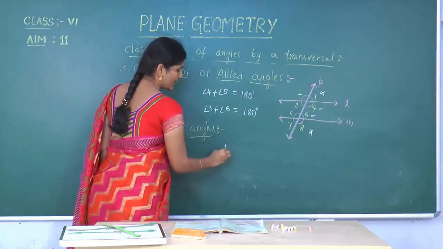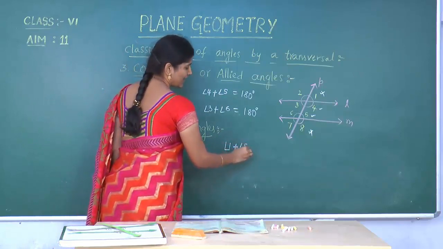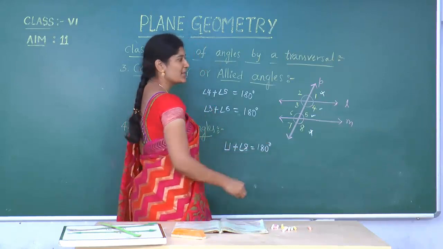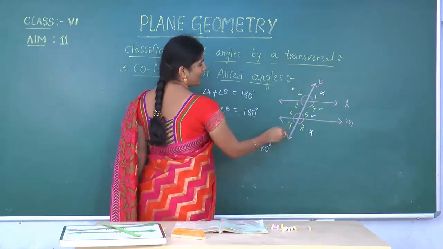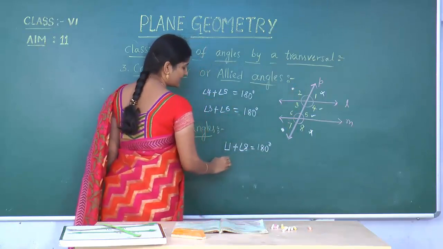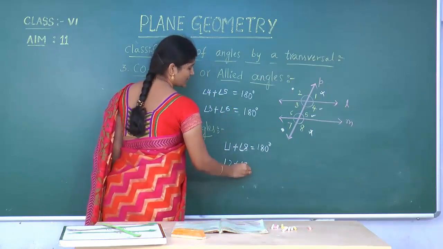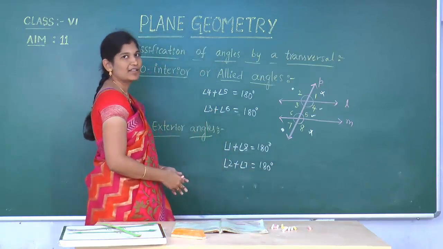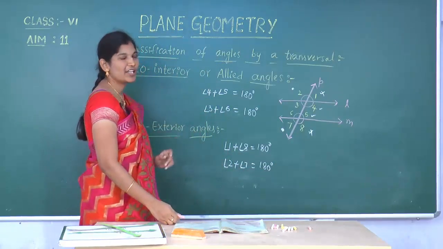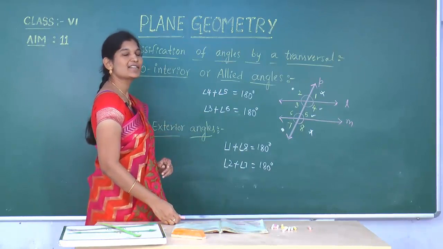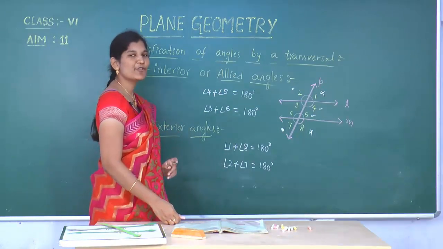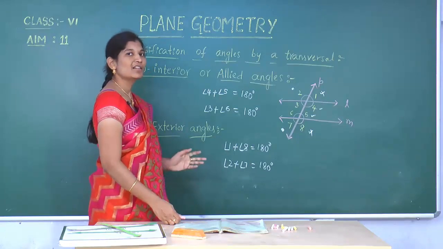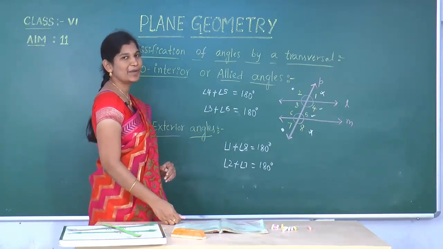If I add angle 1 plus angle 8, I will get 180 degrees. Similarly, if I add angle 2 and angle 7, also I will get 180 degrees. Sum of co-interior angles which are lying on the same side of the transversal are supplementary, as well as sum of co-exterior angles which are on the same side of the transversal also gives 180 degrees, which are supplementary.